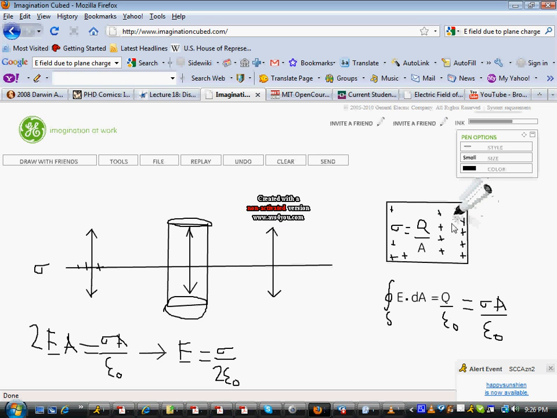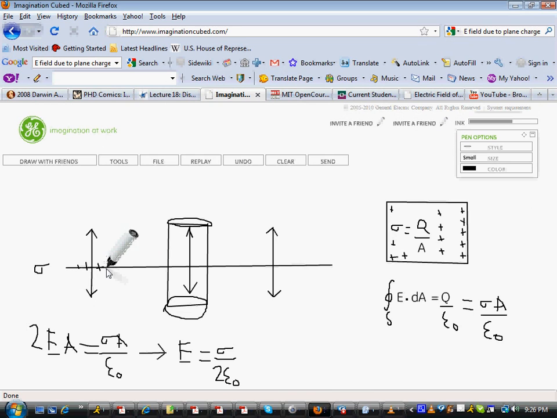looking at the sheet from above, it kind of looks like this. You have the same amount of charge everywhere along the sheet. So this is kind of looking at it from above. Obviously, it's not infinitely large, but just pretend that it is. And this is looking at it from the side.